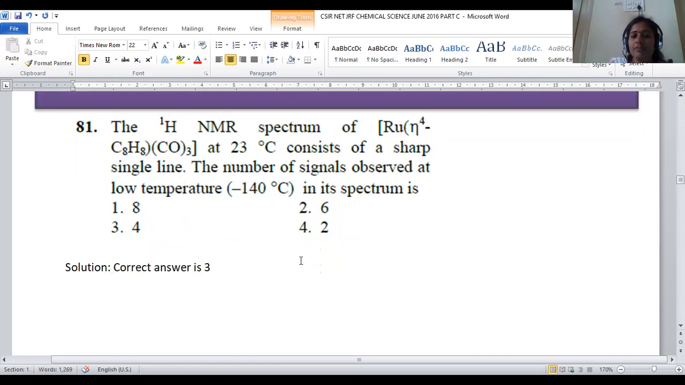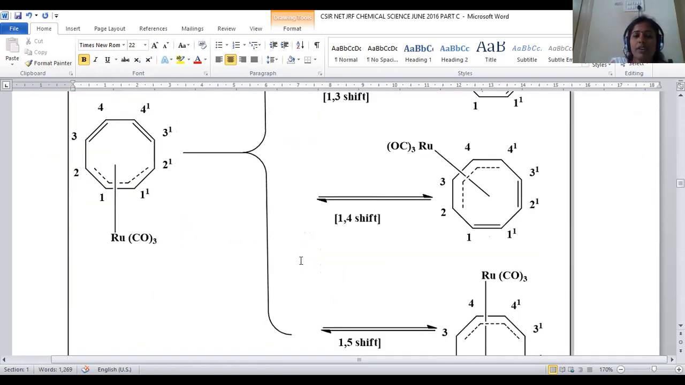In that rigid condition, we can't expect fluxionality in the molecule, so there is a possibility of different sets of protons and different NMR signals will appear. Let us see how many possibilities there are. Taking this ruthenium complex with cyclooctatetraene, it is indicated as η4. η4 means only 2 pi bonds are participating in bonding with ruthenium. The remaining 2 bonds are left free.